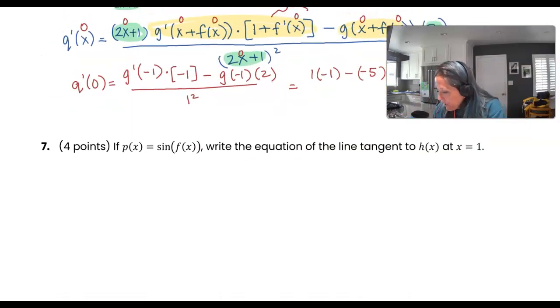7 was fun. This has a typo. This should say p of x. P of x is equal to sine of all these things. So sine of f of x, this is another chain rule problem, right?